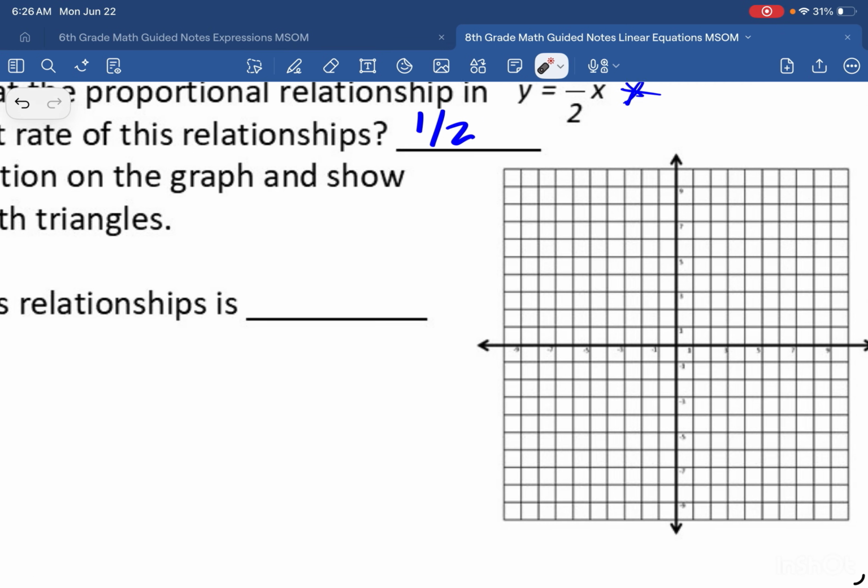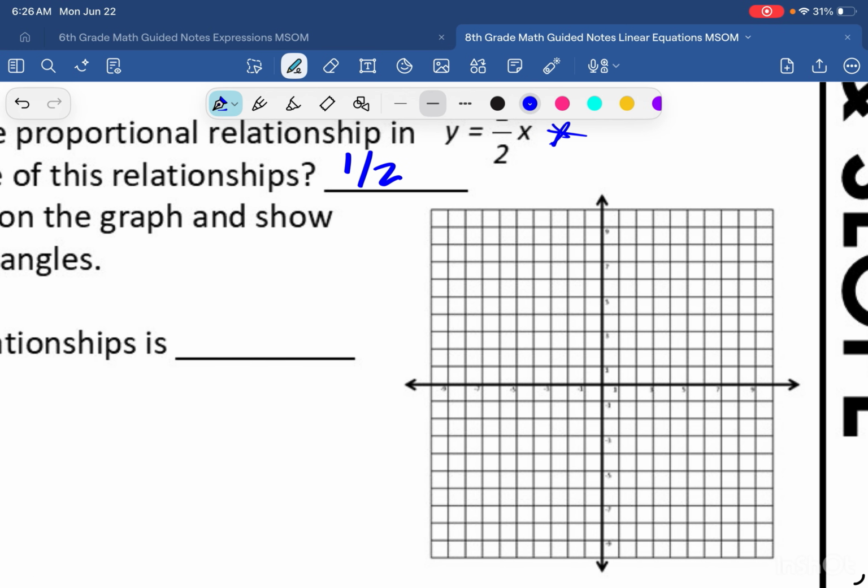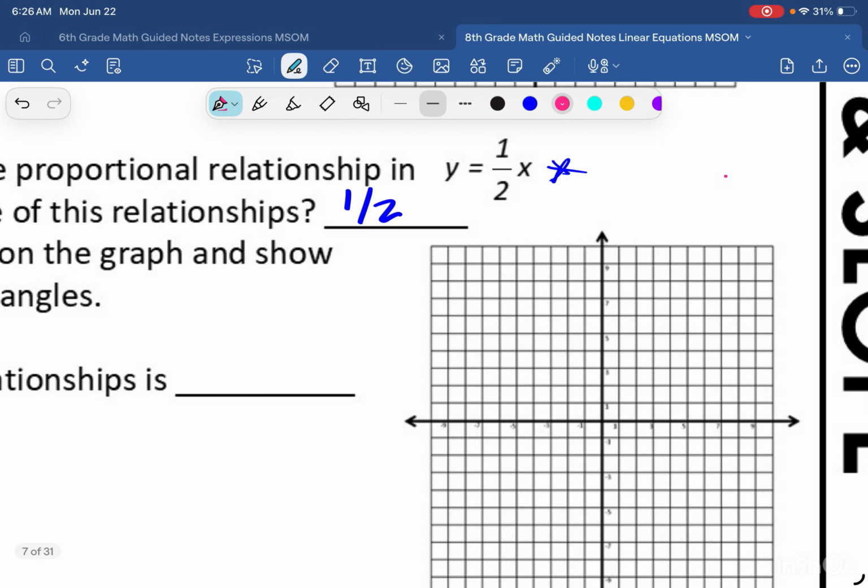This is a proportional relationship, meaning it's going to pass through the origin at 0, 0. If I don't know that, if I plug in 0 up here, I'm going to get out 0 because 0 times 1/2 is 0. Now, I'm actually going to draw my triangles first and then draw my line. My slope of this proportional relationship is 1/2, meaning for every 1 I go up, I'm going to go over 2. I'm going to go up 1, over 2, up 1, over 2, and I'm getting that from my constant of proportionality. Now if you look right here, you can see the points on my graph.